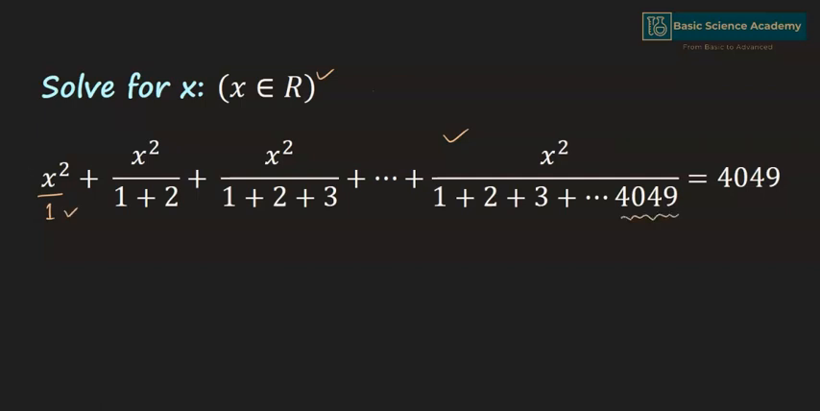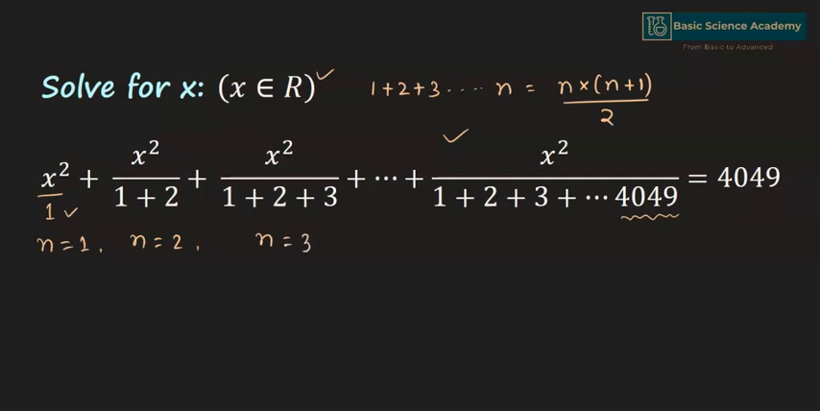The formula for n natural numbers 1 plus 2 plus 3 up to n is equals to n multiplied by n plus 1 divided by 2. For the first term, n is equals to 1. For the second term, n is equals to 2. For the third term, n is equals to 3. And for the last term, n is equals to 4049.